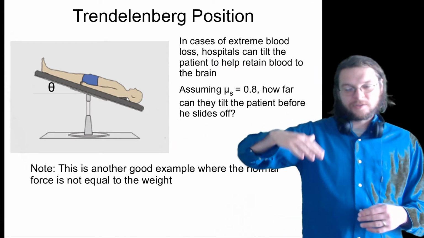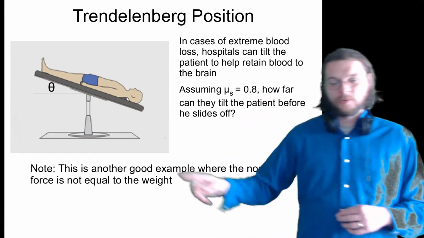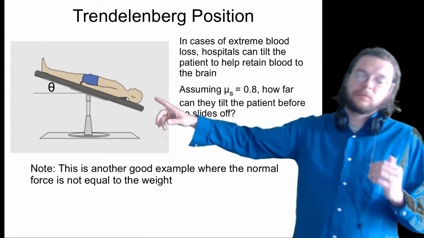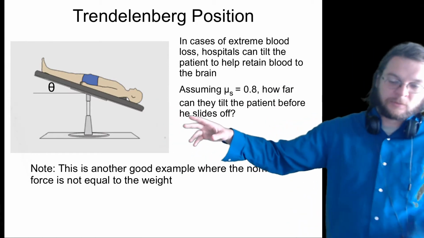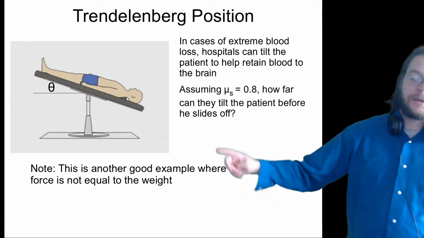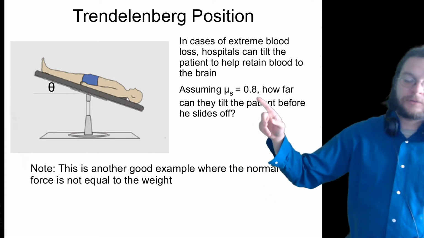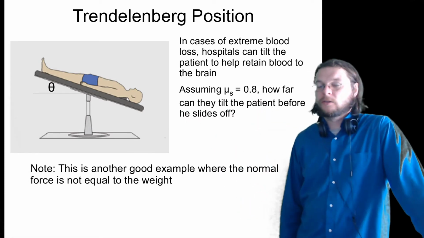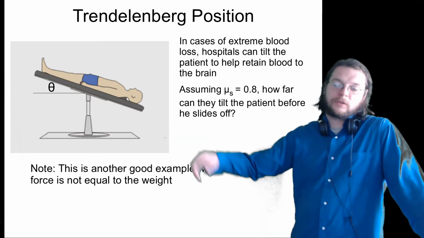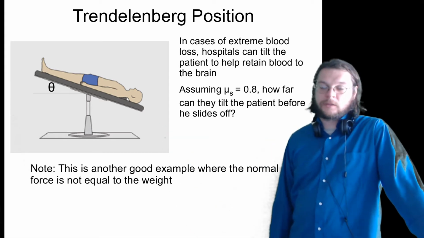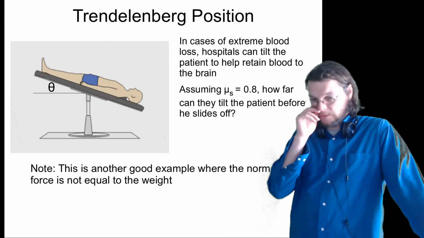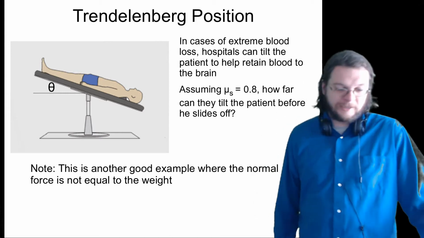So we want to figure out what's the largest angle that we can put this, because let's say that you want to tilt it back as far as you can to try to retain as much blood as you can. But assuming that the coefficient of static friction is 0.8, how far can you tilt the thing back? And so this is the problem that we're going to break down over the next 10 or 15 slides, actually.